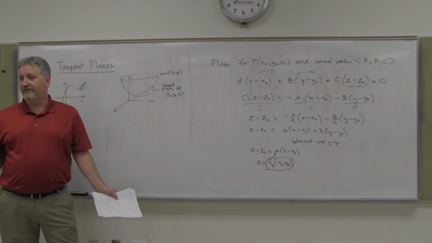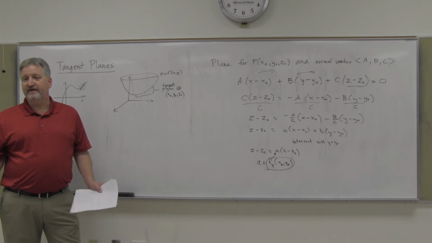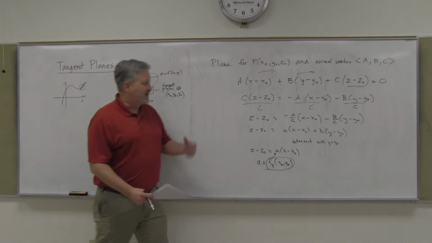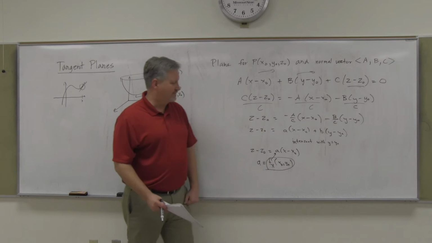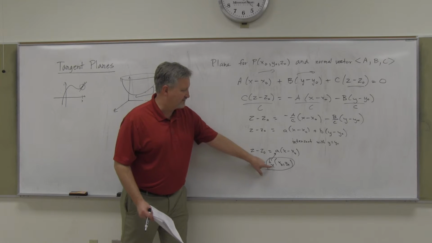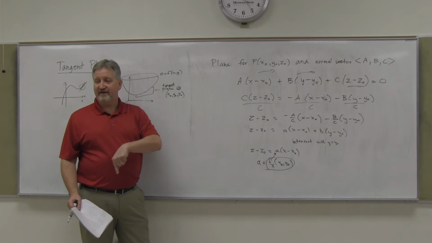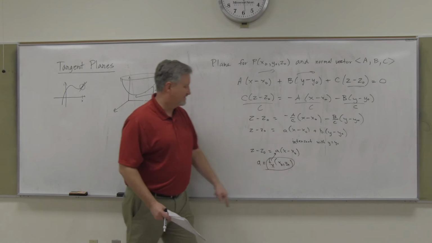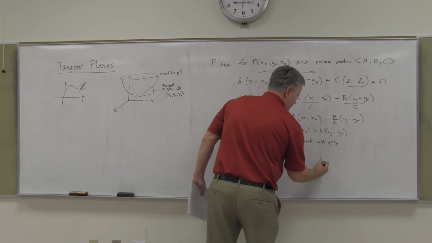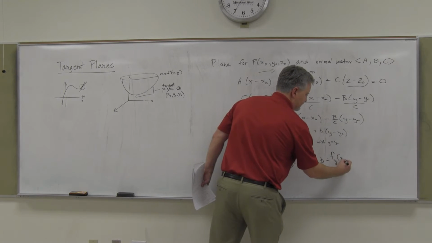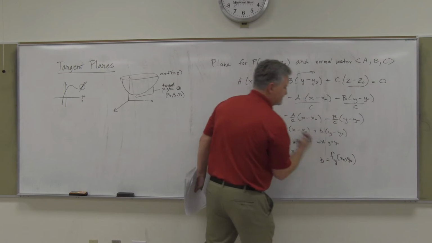We don't have to mess with that normal stuff because finding that can sometimes be fun in and of itself. Because of the very nature of what we're doing here for this tangent plane, this is the partial of f with respect to x. Well, guess what b is? Similarly, b is going to be the partial of f with respect to y at x0, y0.